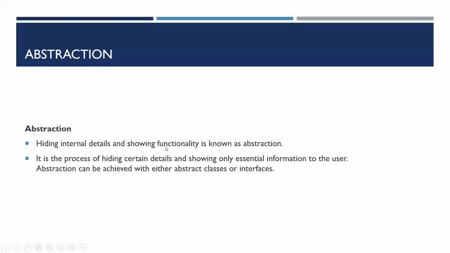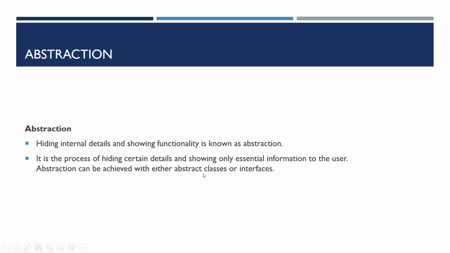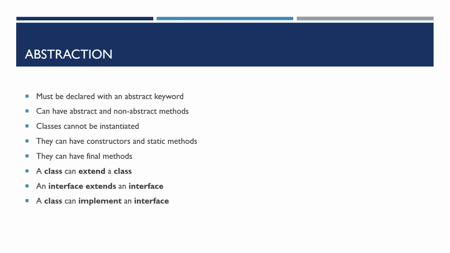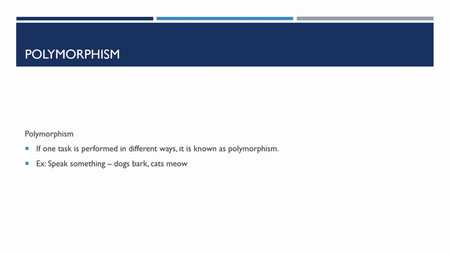So the next one is, it provides code reusability. We need not always declare the height and width in each and every class. I simply put it in a polygon class, and I'll simply reuse the polygon class. It provides code reusability, and it is used to achieve runtime polymorphism. Since inheritance and polymorphism are linked together, let's discuss polymorphism now, and then tomorrow we can discuss abstraction and encapsulation.